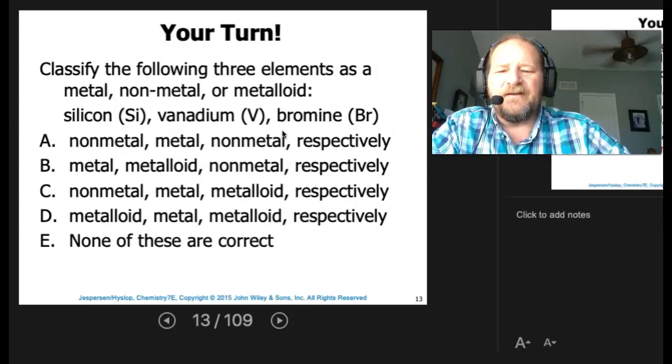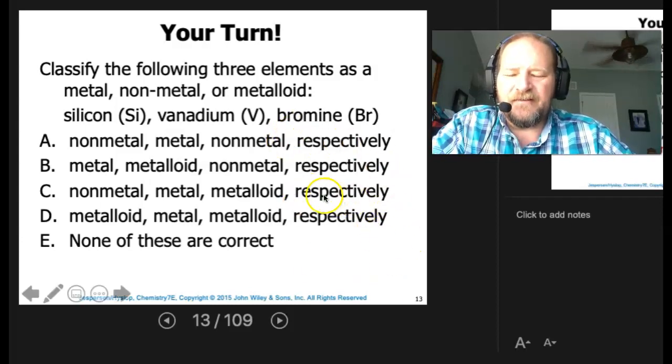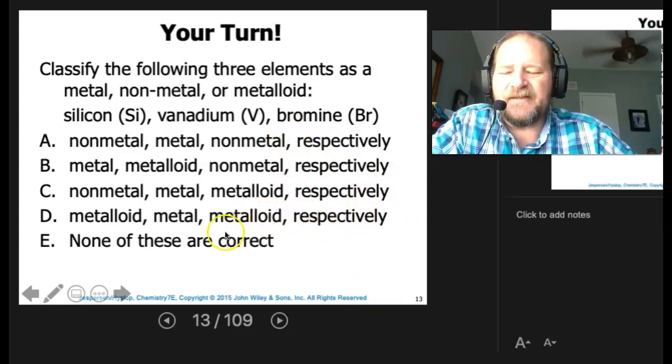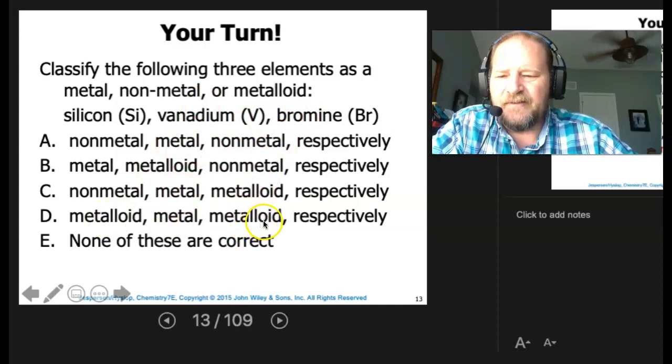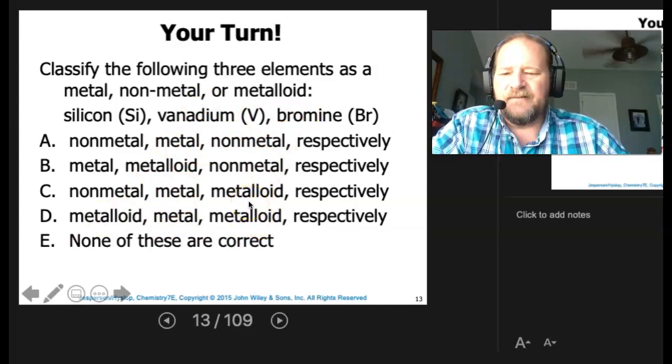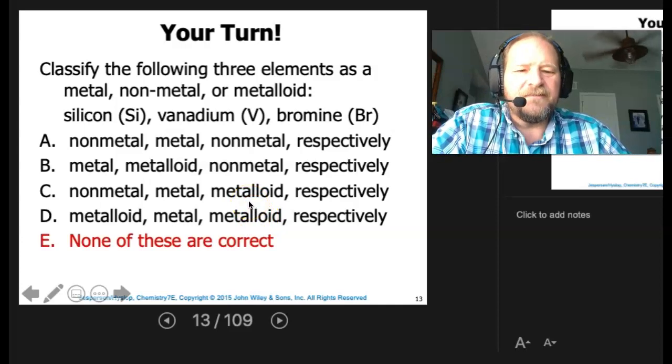Why are they giving respectively? Okay, I was going to say it looked like we had four options here. I was like, that doesn't make any sense. So we have metalloid. So silicon would be a metalloid based upon that last slide. Vanadium would be a metal, but bromine is not a metalloid. So that means none of these are going to be correct.